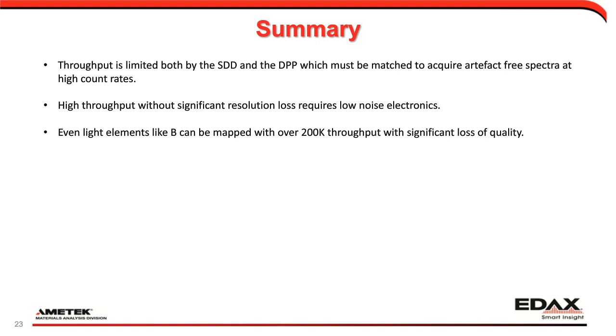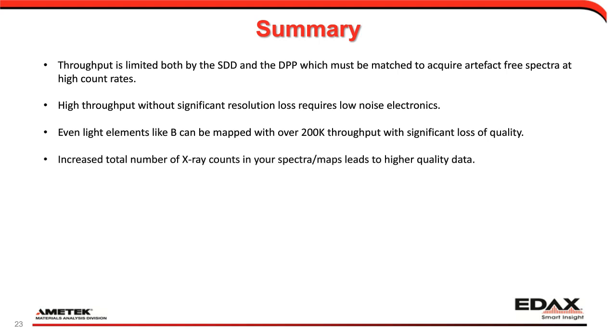This means that you will get better statistics in the same amount of time, or you can acquire your maps much, much faster. If we were stuck with the 768 microseconds, we would probably have to run a map for about half an hour to see the boron distribution, which can now be done in a few minutes. And besides just the time constraint, increasing the total number of counts by going to a higher throughput in your spectrum maps leads to higher quality data.